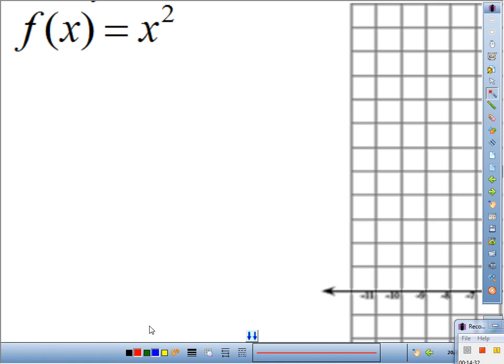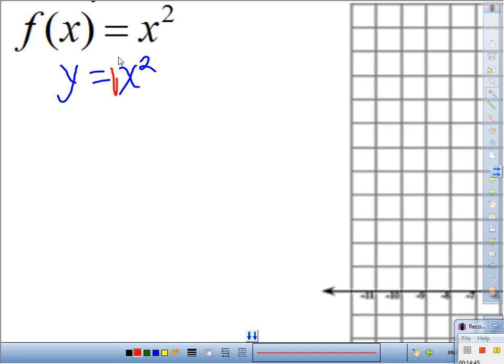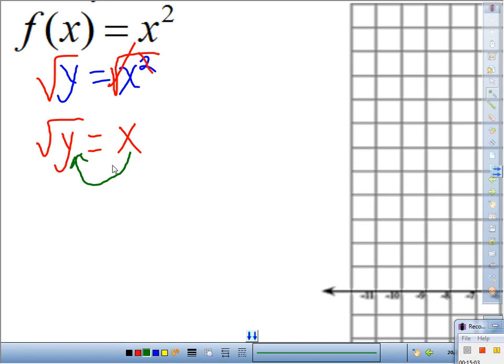In color, I'm going to change f of x to y. From there, I need to solve for x. So how do I cancel that square? Square root, whatever I do to one side, I do to the other. I'm left with square root of y equals x because the square root cancels the square. Next, I need to exchange the variables. Move the x over here and the y over there. That becomes square root of x equals y.